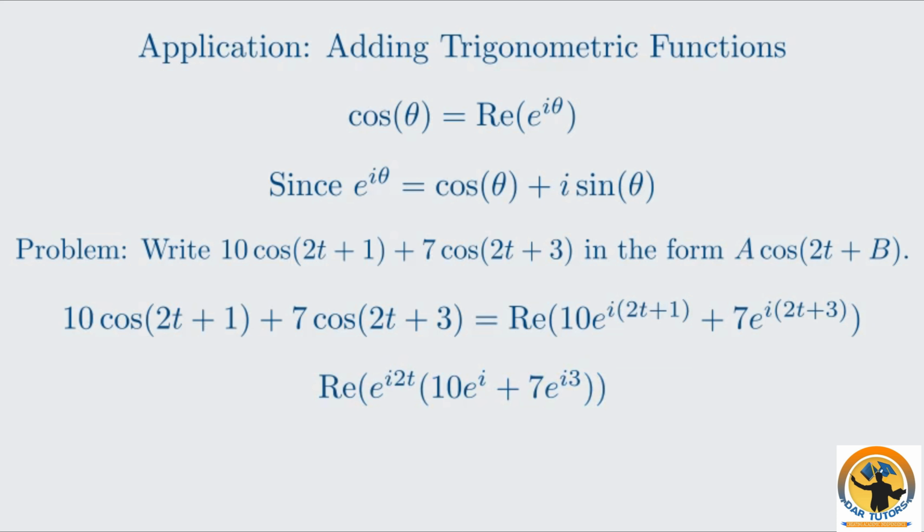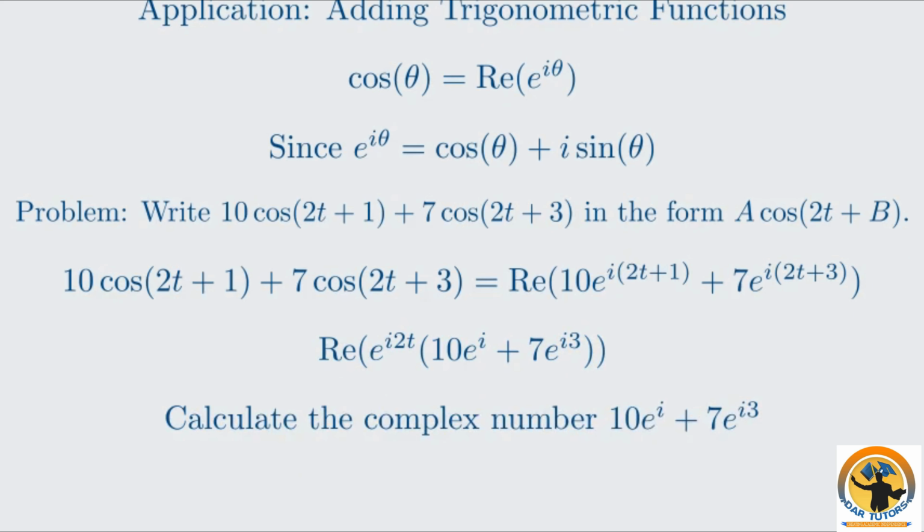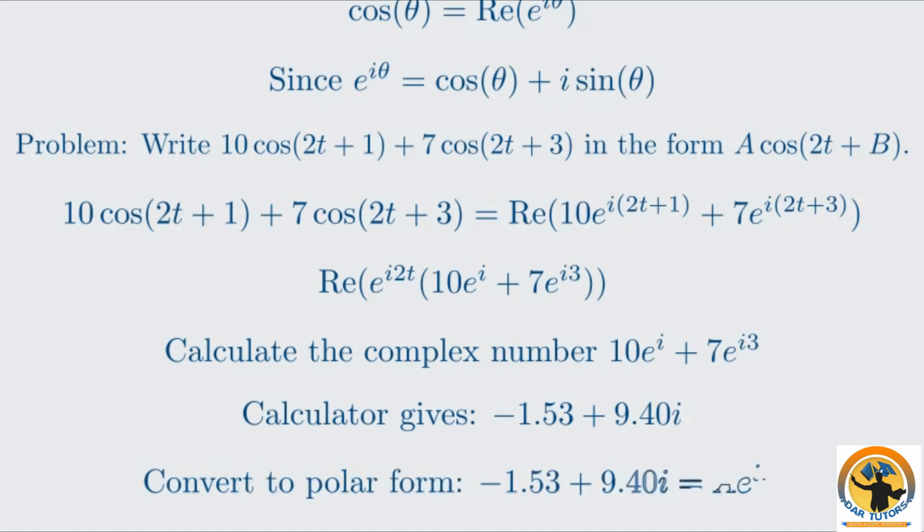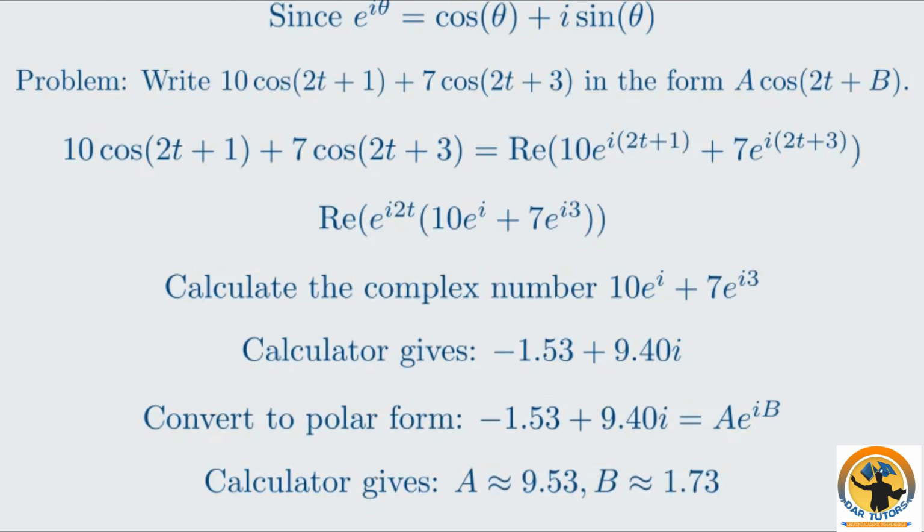Step 3. Evaluate the constant part of the expression. We can do this using a calculator. Let's find the value of 10e to the i plus 7e to the 3i. This represents a complex number that combines the 2 phase shifts. A calculator gives us approximately 1.553 plus 9.4i. Step 4. Convert this complex constant back into polar form. This will give us our amplitude A and phase B. Converting 1.53 plus 9.40i to polar form, we find the modulus A is about 9.53 and the argument B is about 1.73 radians.